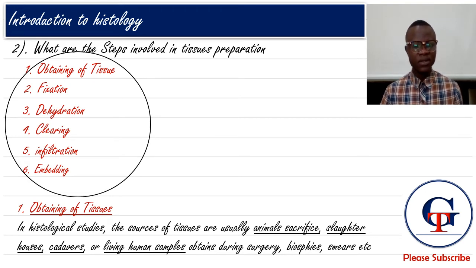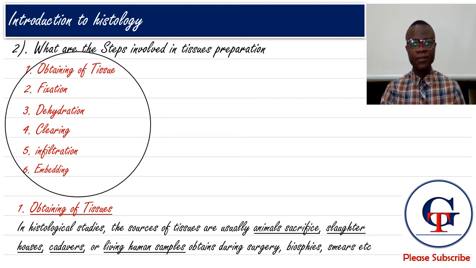How do we have this? In histological study, the sources of tissues that are usually used come from animal sacrifice, slaughterhouse, or cadavers. In other settings, we might also have human samples, right, that might be obtained from surgery or pap smear and so forth.